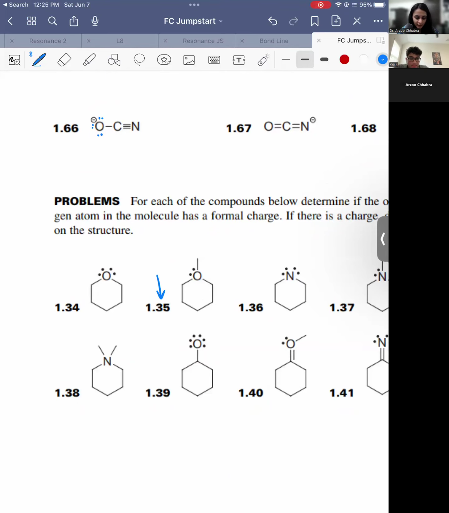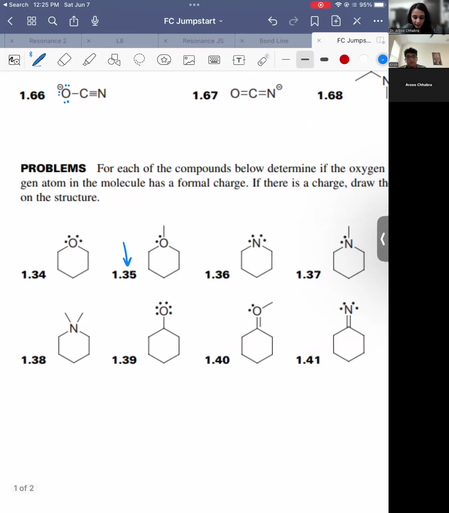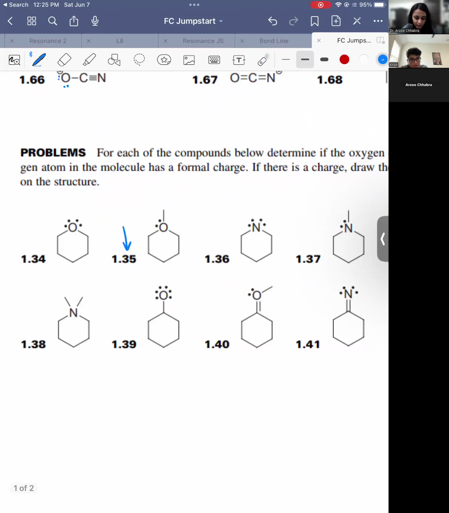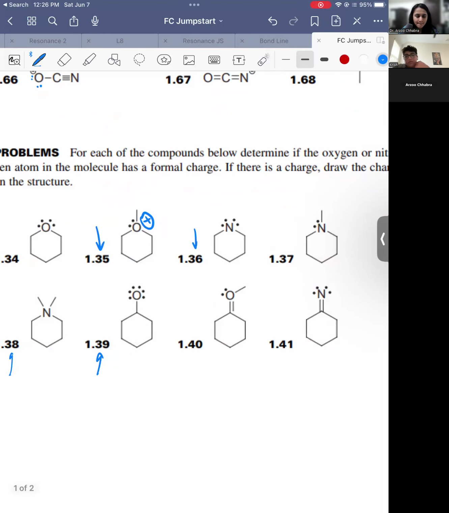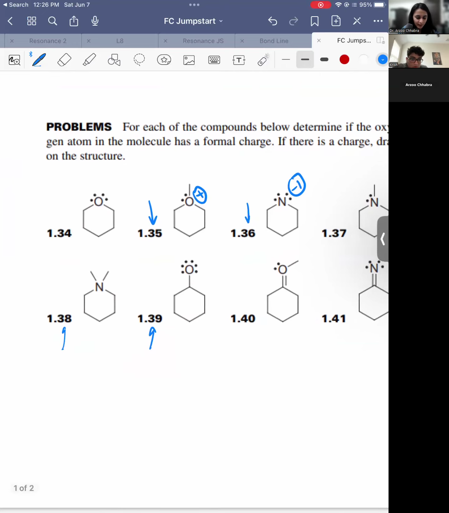Now let's do figuring out the formal charge on the heteroatom, meaning oxygen or nitrogen, right? So let's do 1.35 and then we'll do 1.36 and 1.39 and maybe 1.38 as well. Okay, 1.35. The formal charge on oxygen: positive 1. Perfect. Formal charge on nitrogen in 1.36: 5 minus 4, so 1 minus 2, negative 1. 1, 2, 3, 4, 5, 6, 7, 8. 1, 2, 3, 4, 5, 6. Yeah, perfect. Okay, what about 1.38?